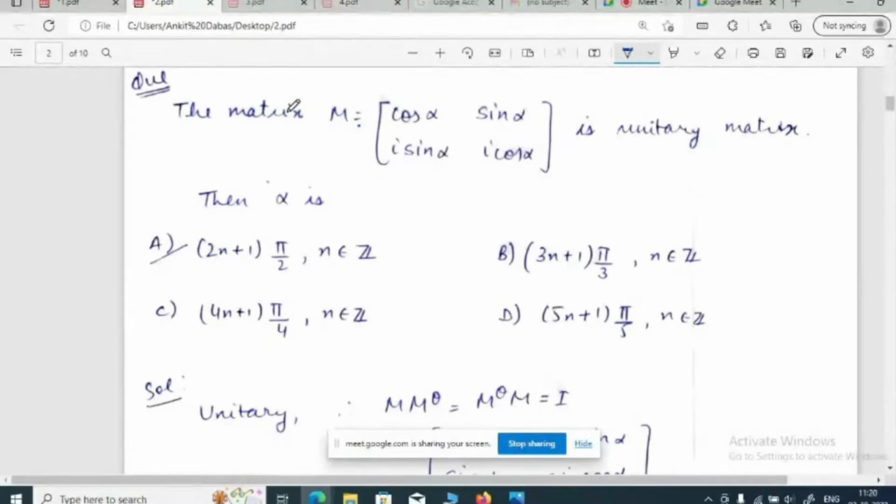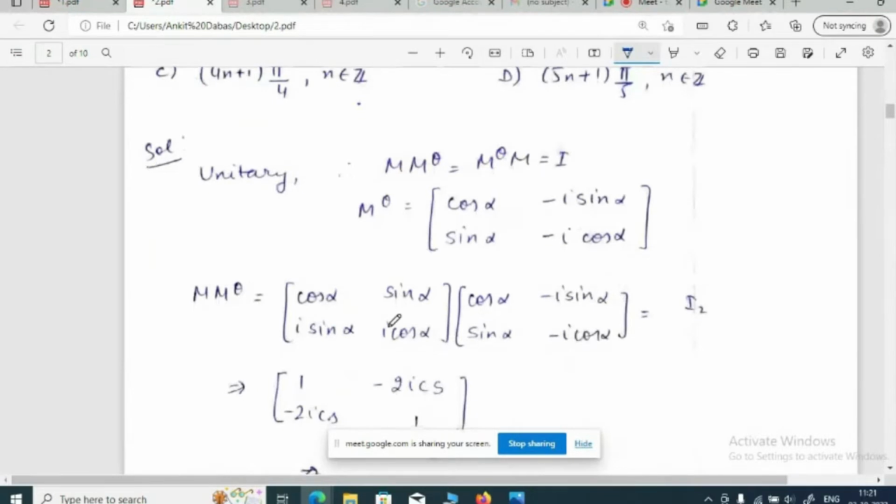Next we are given a matrix M which is equal to cos alpha, sin alpha, iota sin alpha, iota cos alpha. It is given that this is a unitary matrix. We have to compute the value of alpha, the angle here. Because this is a unitary matrix, M into M conjugate is equal to M conjugate into M, and this is equal to identity.